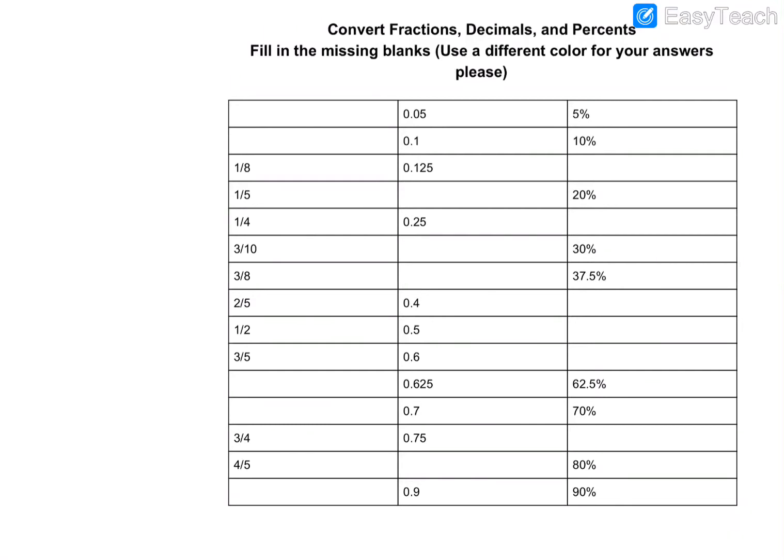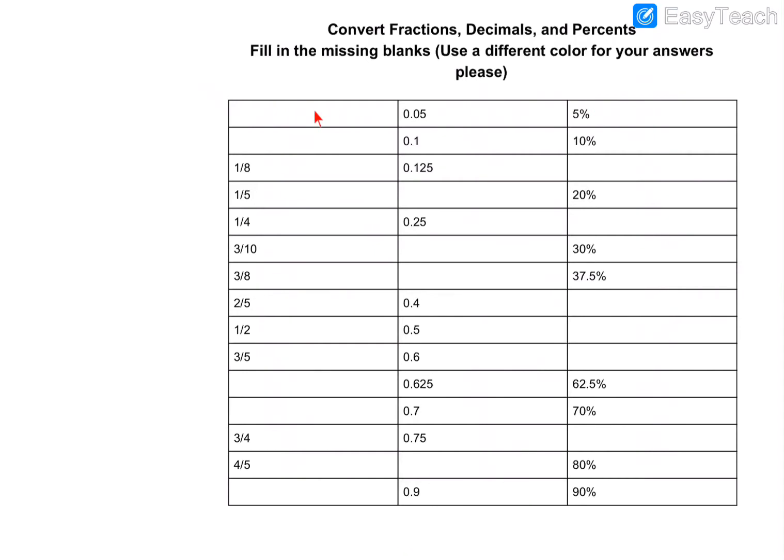So each of you should have your own Google Doc that looks like the screen. You are going to convert fractions, decimals, and percents, and you're going to put them in a table like this. So basically, each row is the same number. For example, this column is going to be your fraction column, this column is going to be your decimal column, and this column is going to be your percent column. So this percent and this decimal are going to equal this fraction.